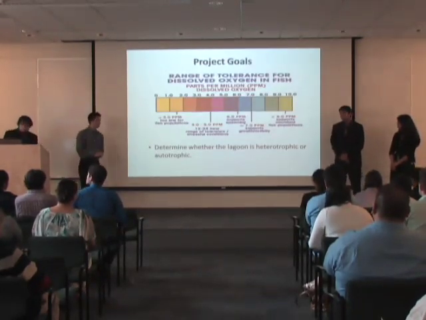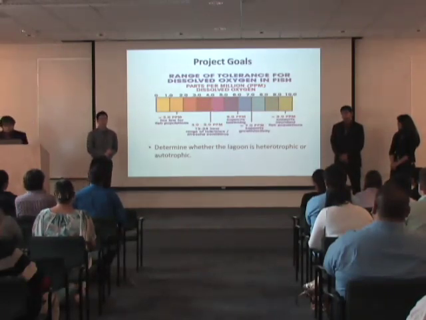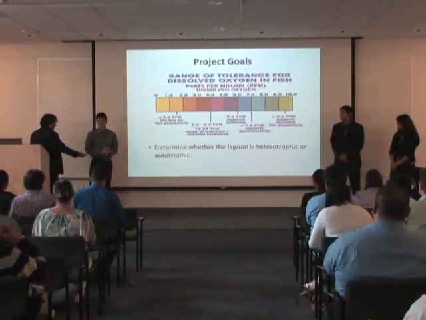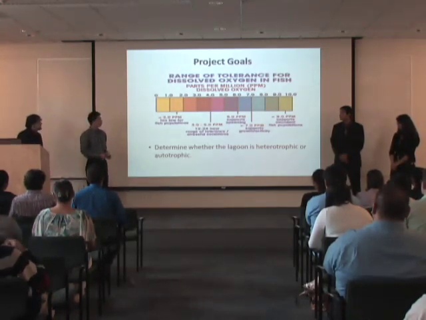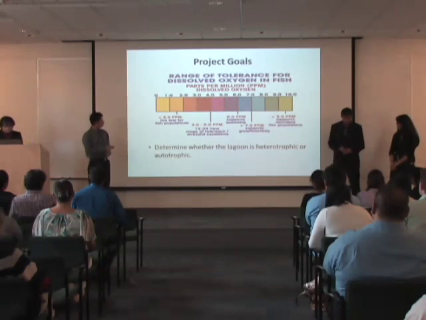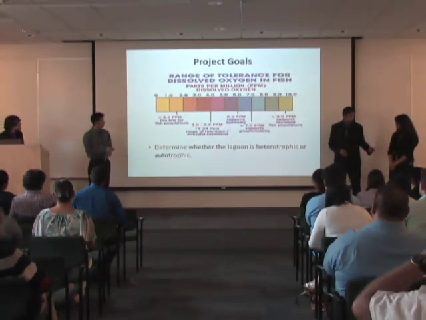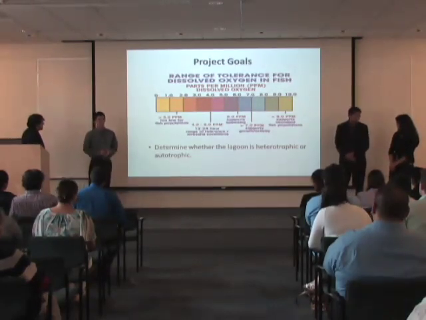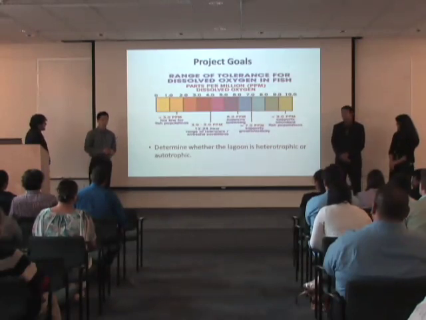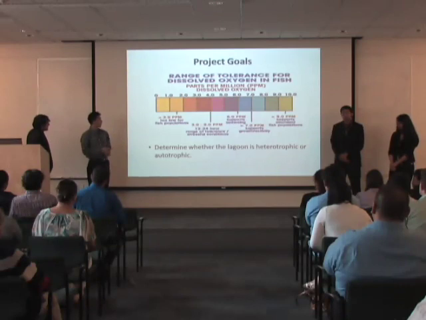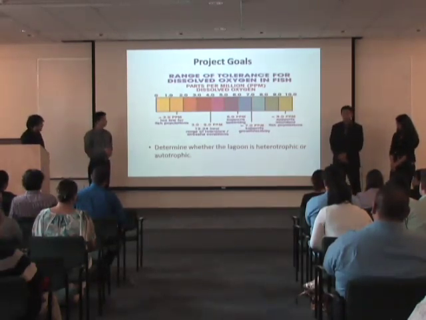And our project goal is to identify whether the lagoon is heterotrophic or autotrophic by measuring the dissolved oxygen concentration in the lagoon. So right here is the scale from 0 to 10. And if the result we calculate is under 3, we can say that the lagoon is heterotrophic. And anything above 3 ppm can be considered an autotrophic environment.